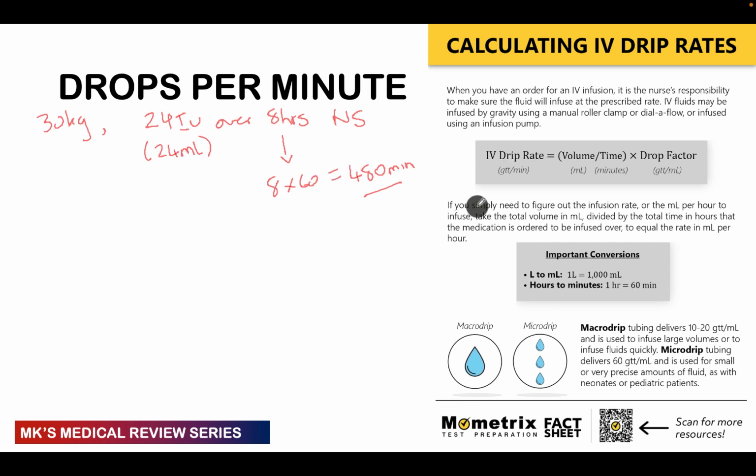So there is a formula that is needed. The formula is as follows: the drip rate is equal to the volume of fluid that you want to give in mils, divided by the time in minutes, multiplied by the drop factor. Now, what do I mean by the drop factor?